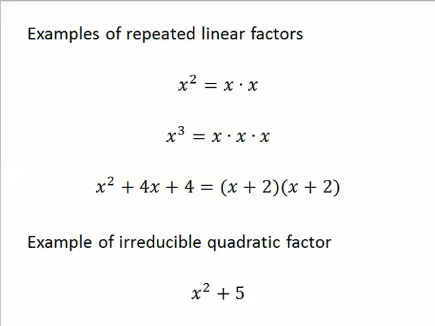These are three examples of polynomials or monomials that can be broken up into repeated linear factors. And then at the bottom of the page we have an irreducible quadratic factor, x squared plus 5. It's called irreducible because you can't break it up into smaller linear factors.